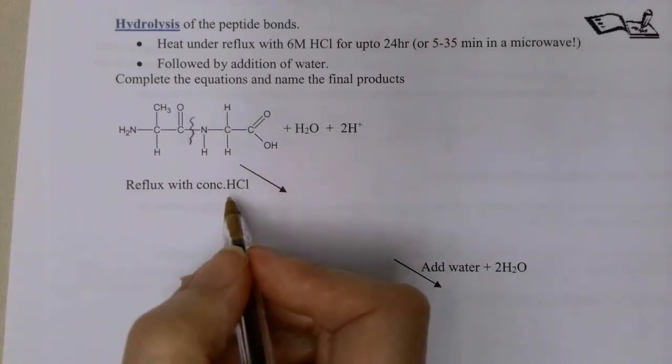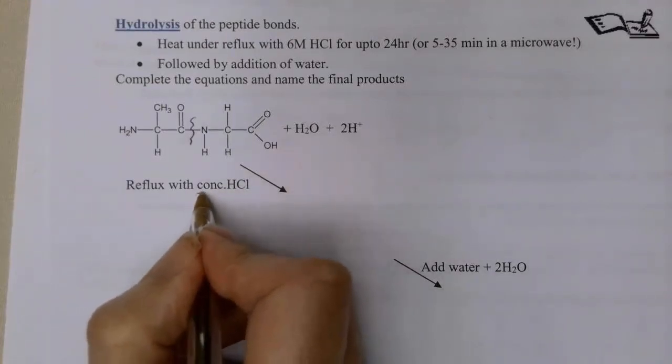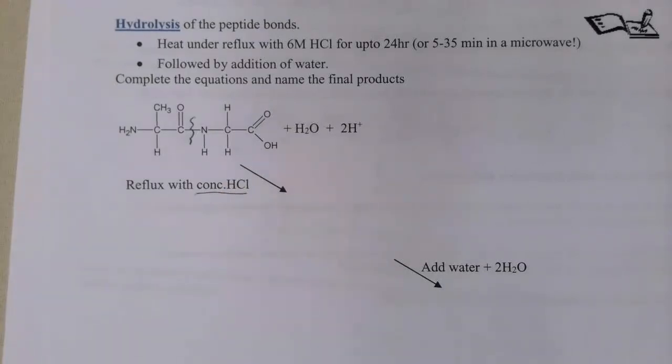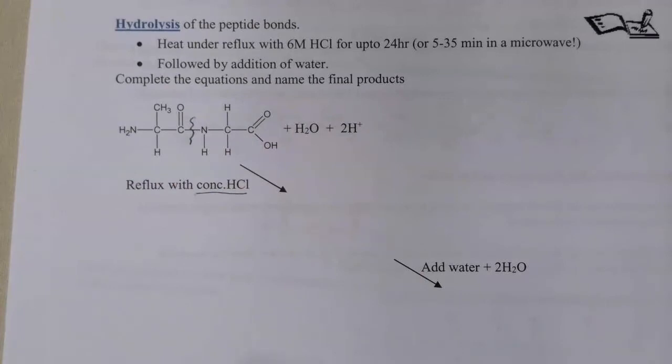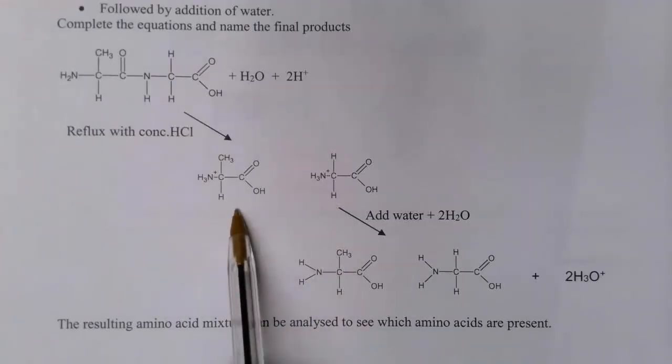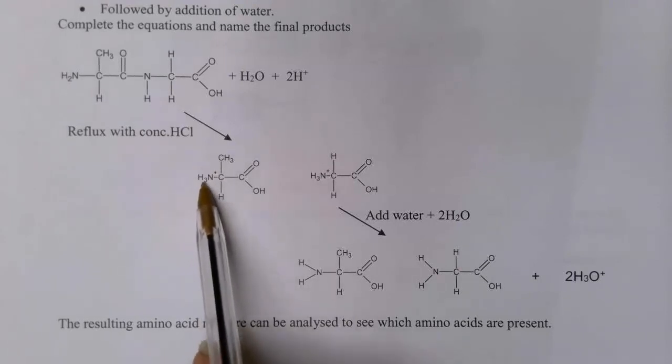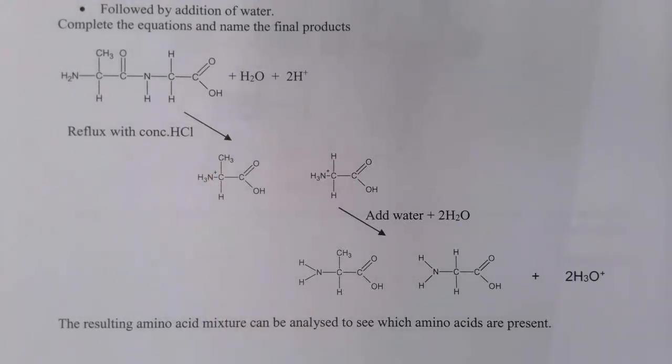So it does take a while. You need to heat it under reflux with concentrated hydrochloric acid for quite a long time because this is quite a strong link. And then I will get my two separate amino acids. So there you can see I've broken them up into the two different amino acids. They've still got this NH3 positive group because it's in acidic conditions. But all I need to do is to add some water and I can get the different amino acids.